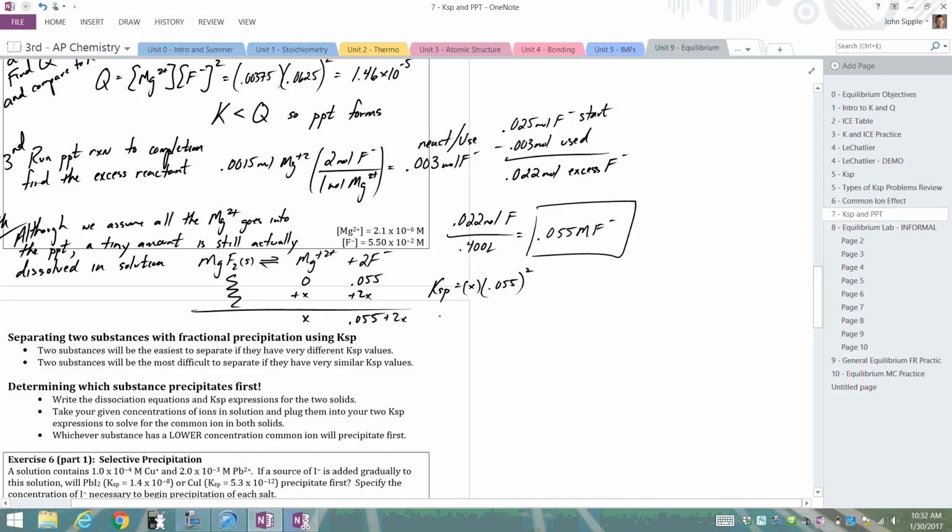Sorry, this is taking up so much space. 6.4 times 10 to the minus 9 is equal to X times 0.055 squared, which is 0.00325. So X is ultimately equal to 2.12 times 10 to the minus 6 molar. That's equal to the concentration of magnesium 2 plus. Kind of a monster one. That's the tough one.